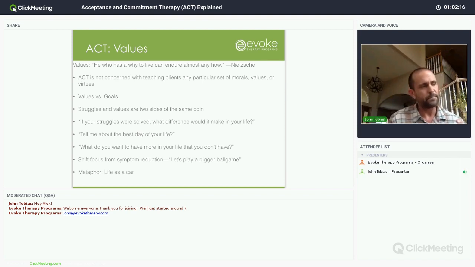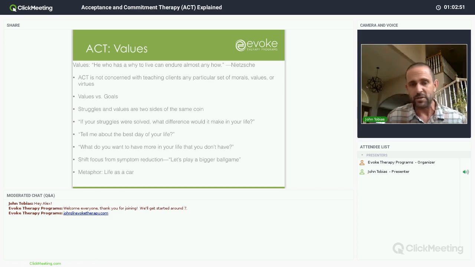So, when I talk about values, I talk about shifting the focus from simply symptom reduction, that is making my bad feelings go away, my difficult internal experiences go away. It's not just a matter of making them go away. Typically, one of the reasons that I talk about not making them go away is because oftentimes the way that we try to make them go away backfires, and we just end up breathing life into them.